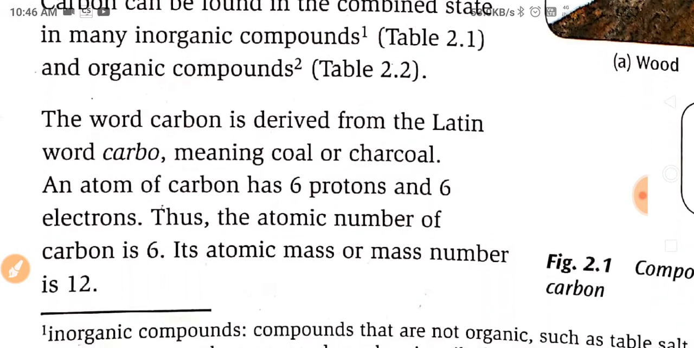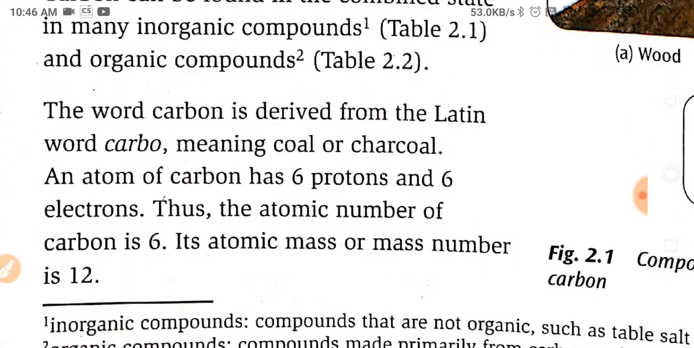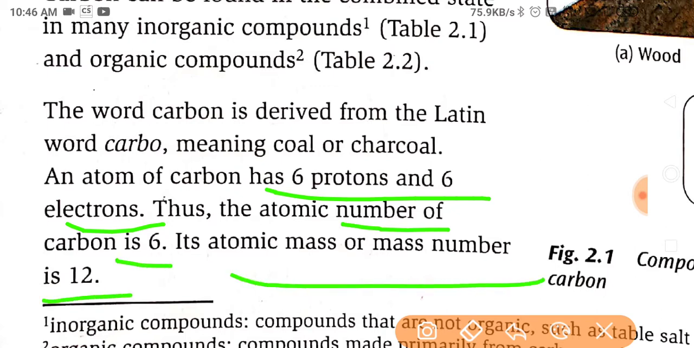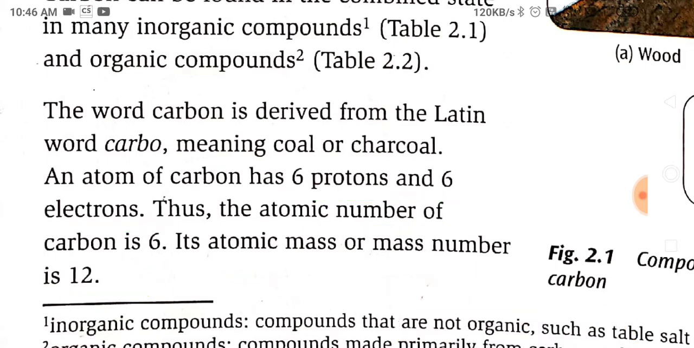Okay, we already did. The word carbon is derived from the Latin word carbo, meaning coal or charcoal. An atom of carbon has 6 protons and 6 electrons. Thus, the atomic number of carbon is 6. Its atomic mass number is 12.